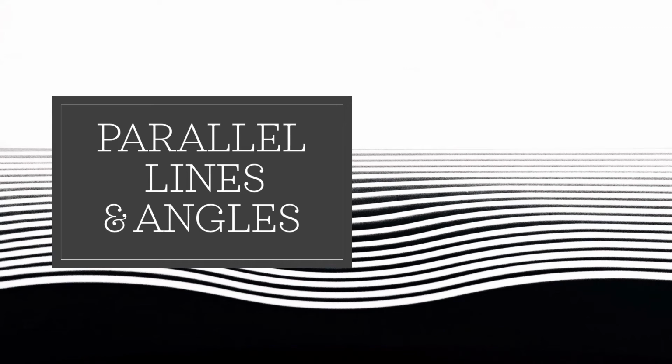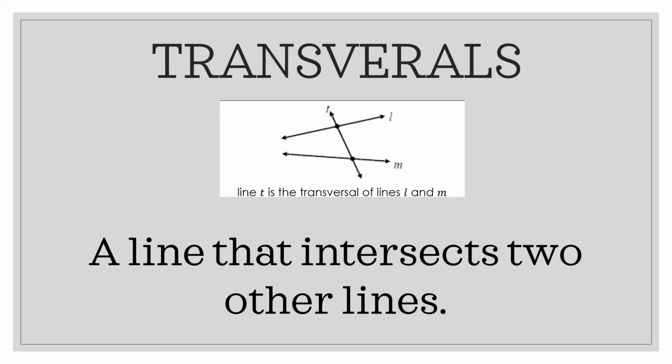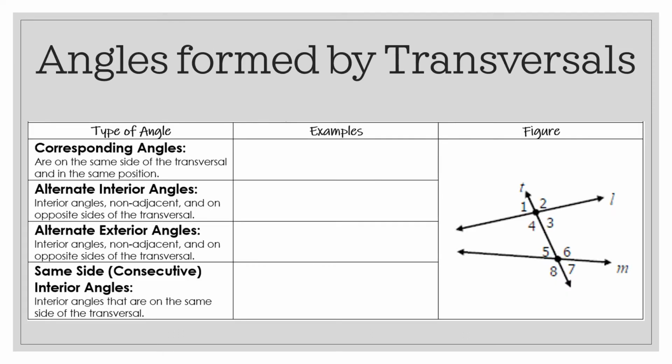So let's take a look at special relationships between lines and angles. A transversal is a line that intersects two or more lines. Could intersect 3, 4, 5, doesn't really matter. Typically it's 2, but in this picture, line T is a transversal because it intersects through lines L and M. When a transversal intersects through two other lines or more, it creates 4 special types of angles.